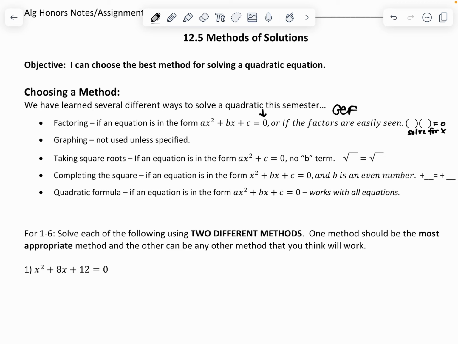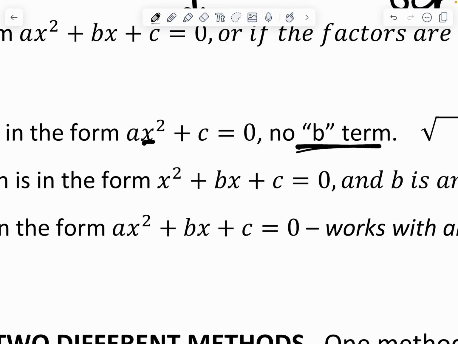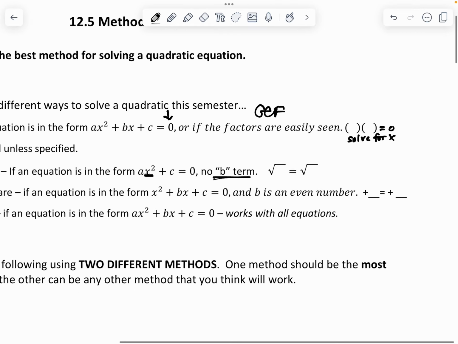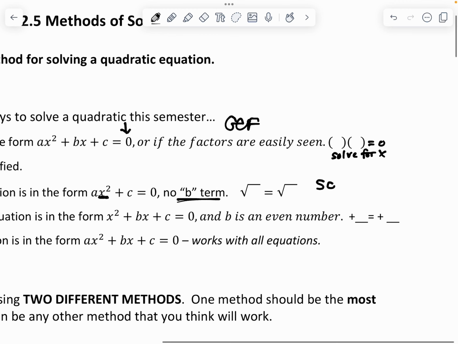If an equation is in the form ax squared plus c equals 0, that means it doesn't have a b term. The b term is missing. It only has x squared. You are going to solve like a regular equation. Okay, so this one you're going to solve like a regular equation.